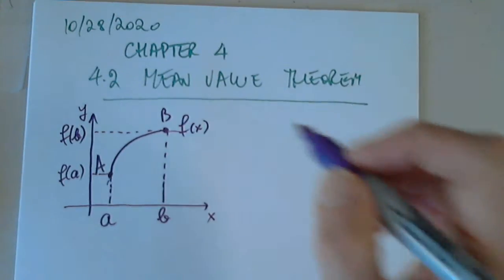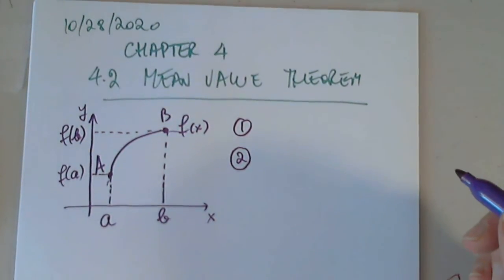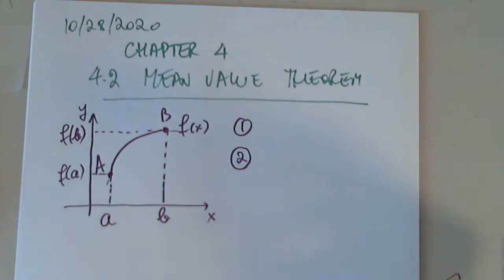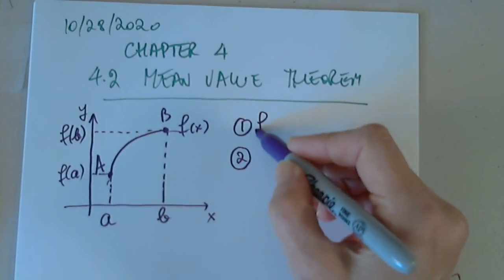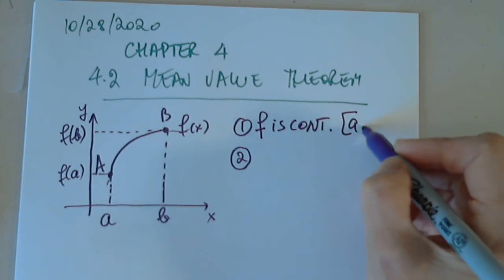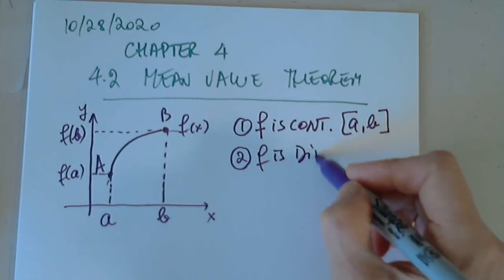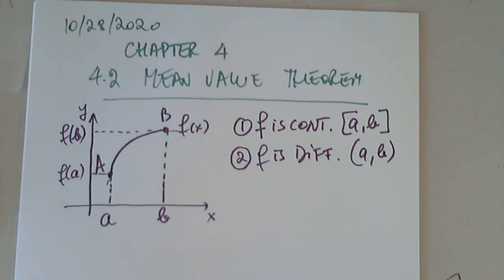So the mean value theorem has only 2 hypotheses. If you remember, Rolle's theorem had 3 hypotheses. The same hypotheses as the mean value theorem, but in addition, it had an additional one, number 3. But here, only 2. Very general. F is continuous on the closed interval a comma b. And F is differentiable at least on the open interval a comma b. It may not be differentiable at a and b, but we don't care.